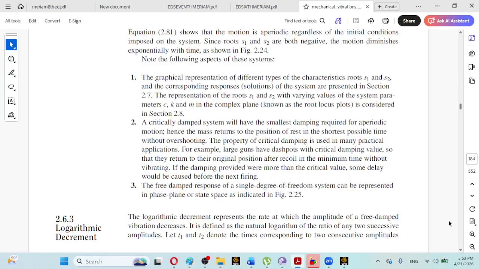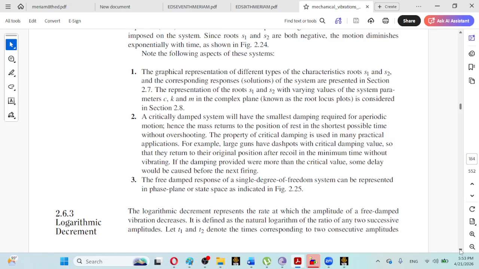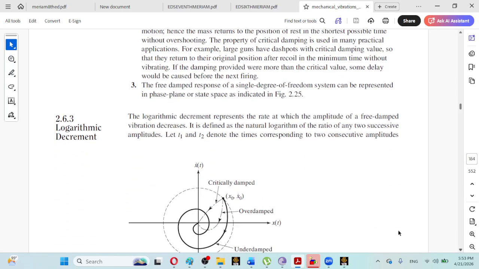This second clause is important for you; leave the third one. After that, our next topic will be logarithmic decrement, which we will cover in the next lecture.